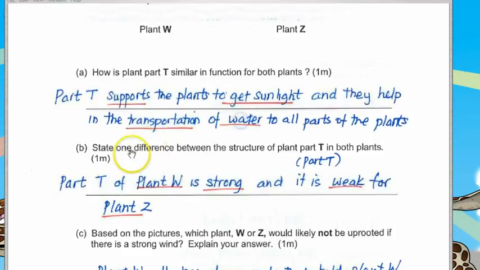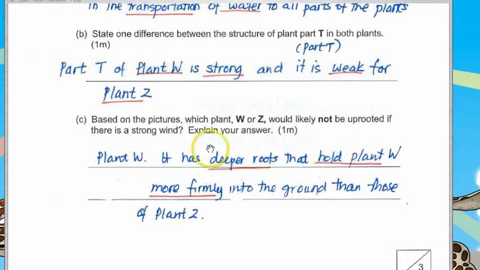Now, the next, state one difference between the structure of part T in both plants. Okay, so for part T, you must mention it for plant W and also for plant Z. Describe them both, all right? So W is strong and part T is weak for plant Z. Okay, it must be a complete comparison.